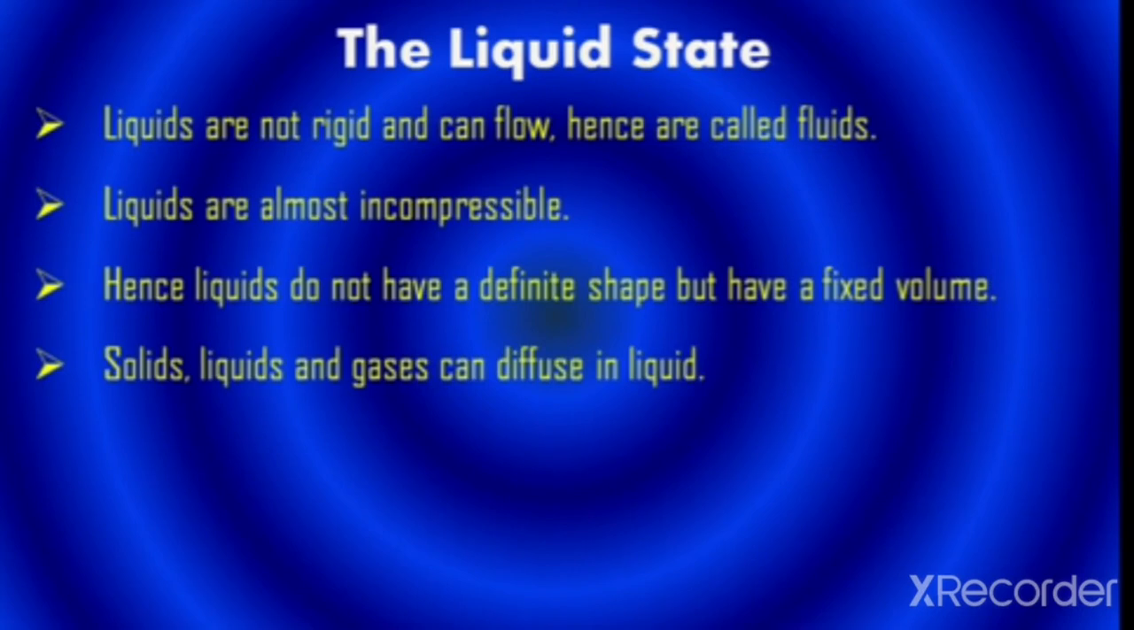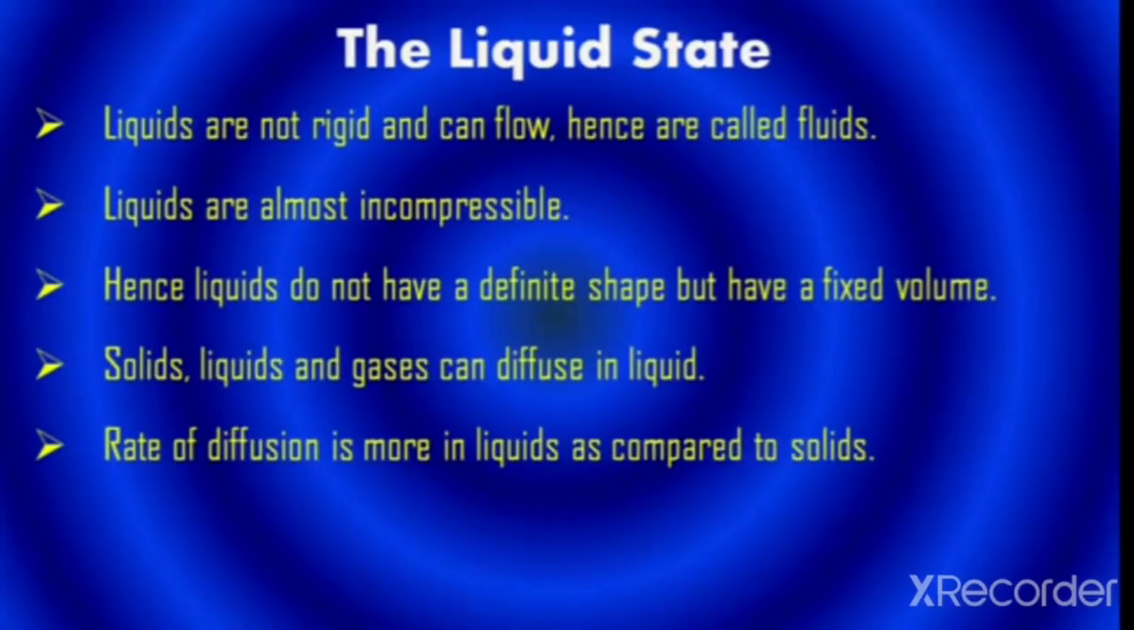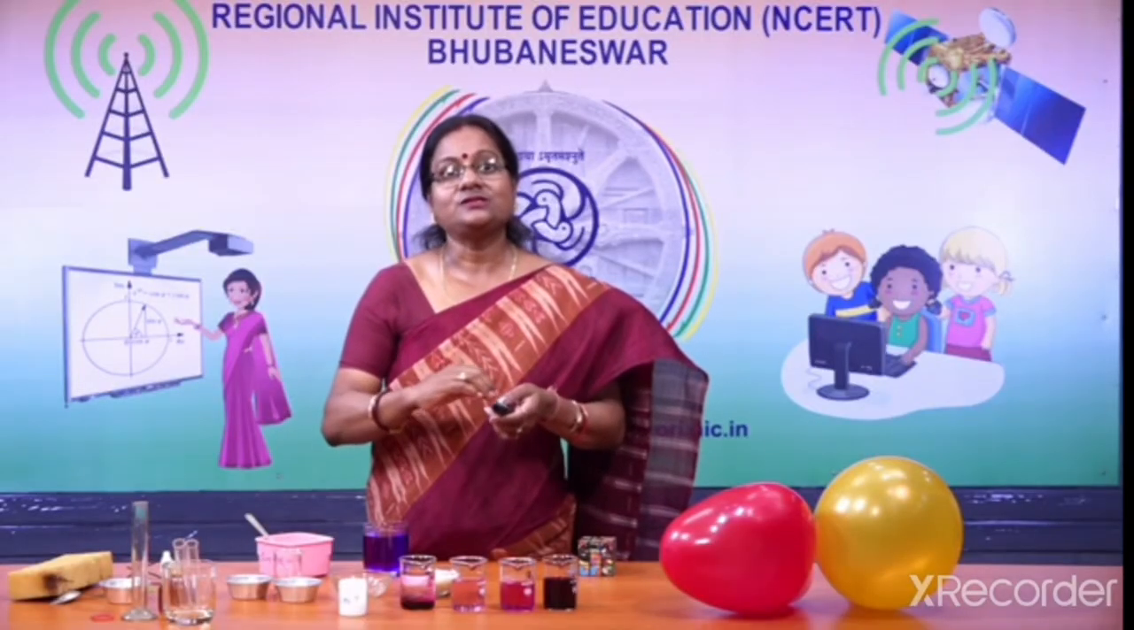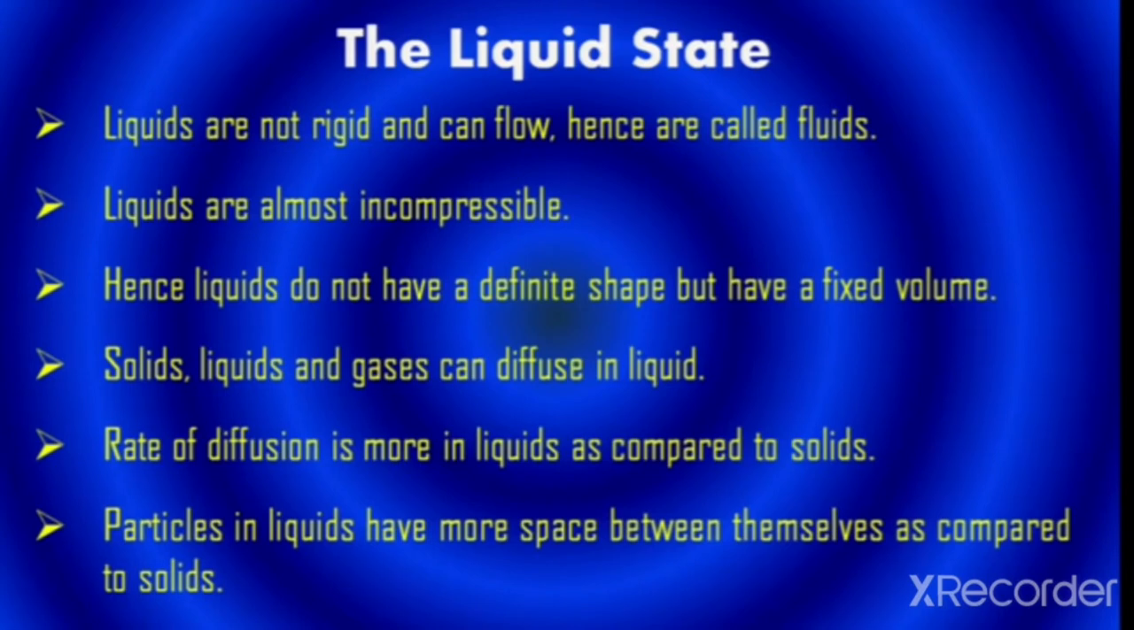Solid, liquid and gases can diffuse in liquid. I have shown you, we have diffused potassium permanganate in liquid. We have diffused ink in liquid. They can diffuse easily. Even the rate of diffusion is more in liquid as compared to solid, because in liquids the arrangement of particles is not that closely arranged as in solid. They're a bit loosely arranged. Particles in liquid have more space between themselves as compared to solid.